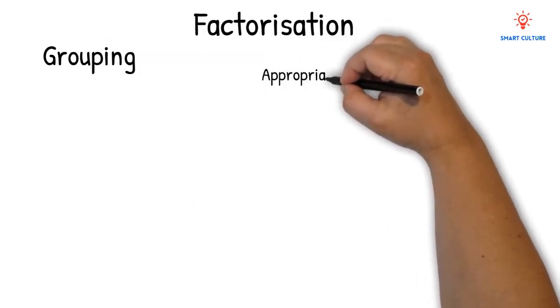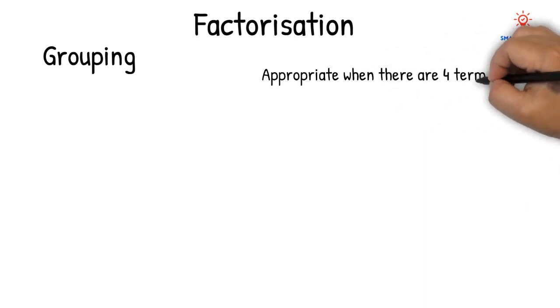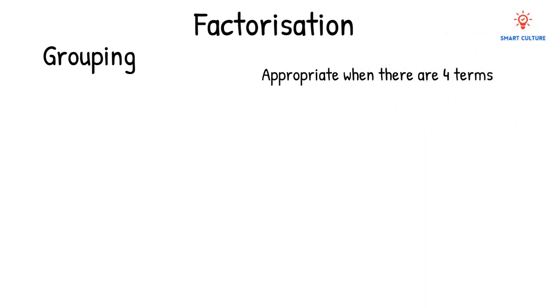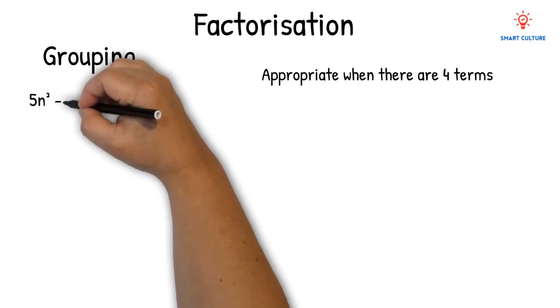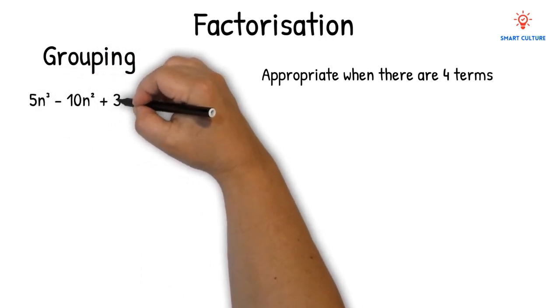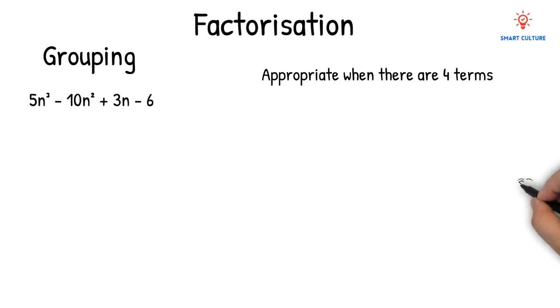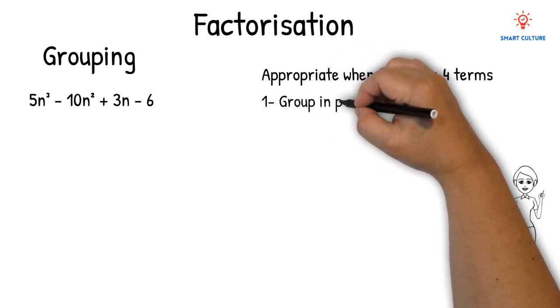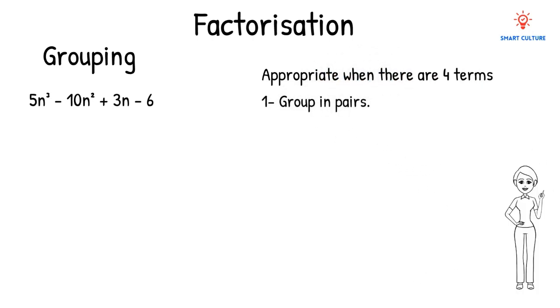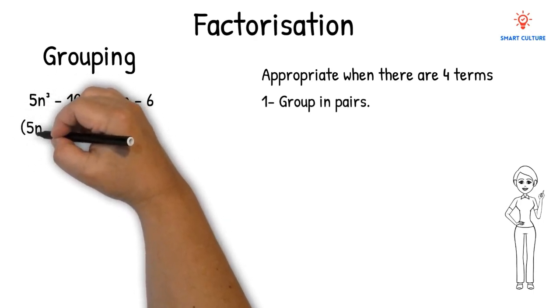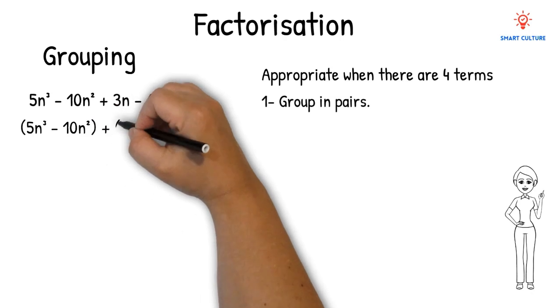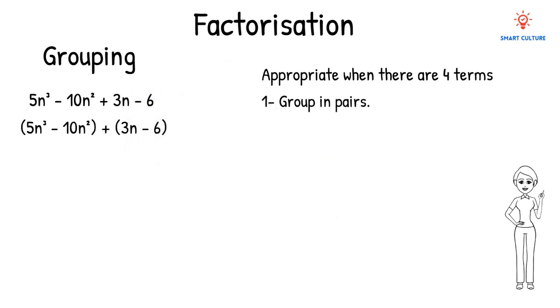The method of grouping is appropriate when there are 4 terms, so it's quite an easy one to spot. Here is the example. 5n cubed minus 10n squared plus 3n minus 6. You will see there are 4 terms. Therefore, we know we need to use the method of grouping. Step 1. Group in pairs. Usually you will group term 1 and term 2 together and term 3 and 4. But this could change depending on the situation.